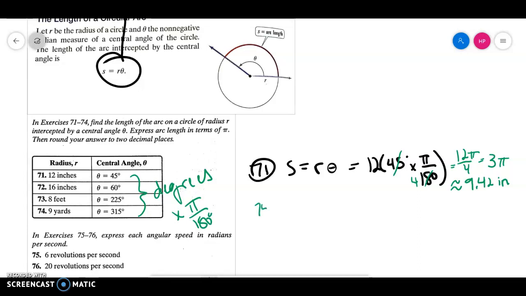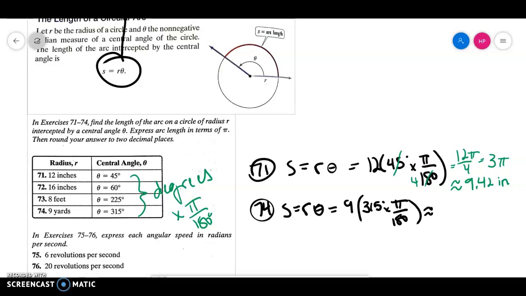Let's take a look at 74. So 74, S is equal to r theta. And be careful, theta does not tell you what the units of measurement are, whether it's radians or degrees. So 74 is 9 yards. And then I would multiply my 315 by pi over 180. And that would give me pi over 360 again.